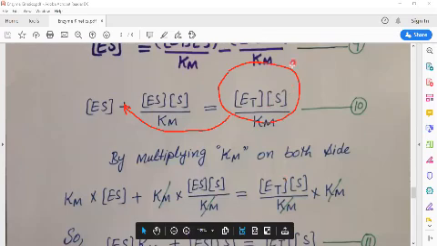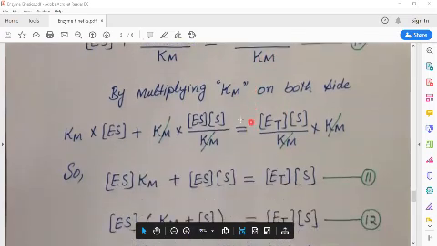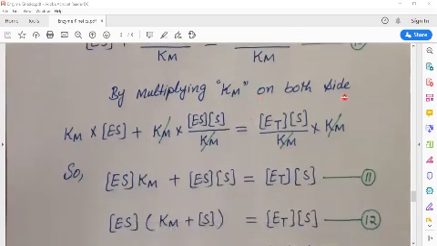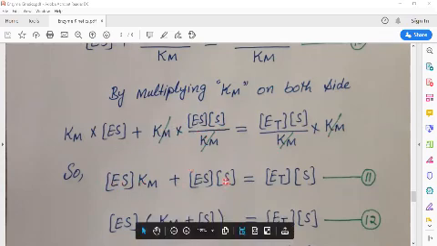By multiplying Km on both sides of equation 10, we get Km into ES, Km into ES into S divided by Km, and Et into S divided by Km into Km. The Km will cancel out. So ES into Km plus ES into S is equal to Et into substrate concentration. This is equation 11.